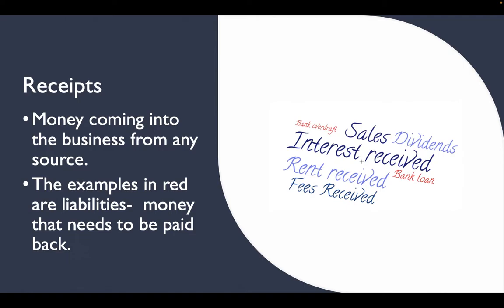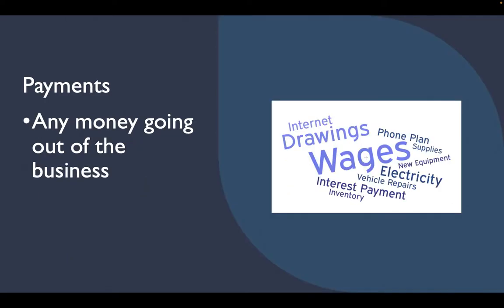The examples that are red are liabilities. So that is that they've taken out a loan and the money's come into your account, and this is recording the money coming into the business, but they are liabilities, so they're going to have to pay them back at some stage, and often there's some interest involved as well. So if you borrow money from the bank, they don't just let you have it for free, they will make you pay interest for the use of the money.